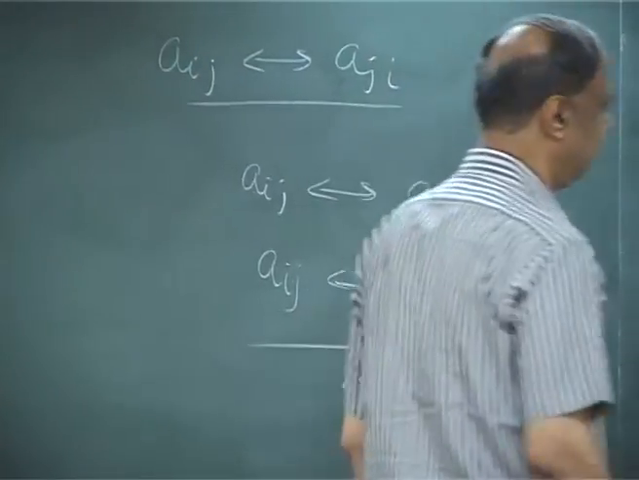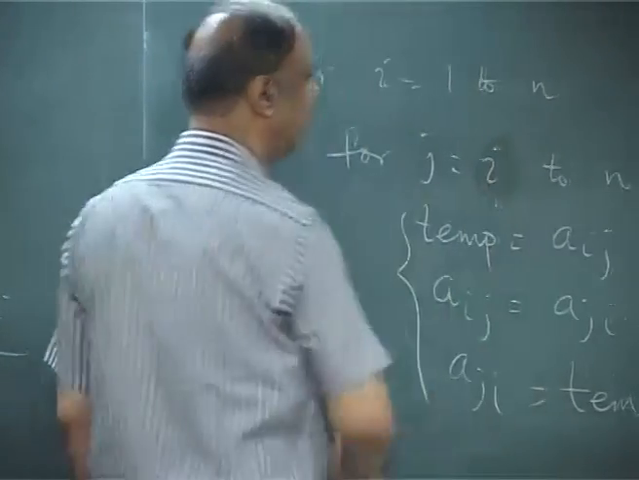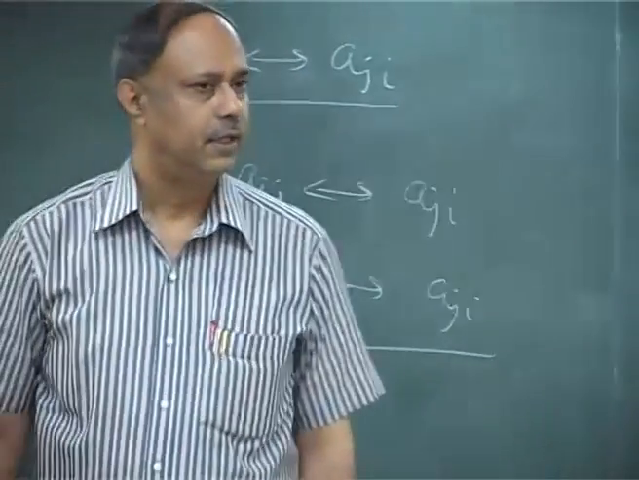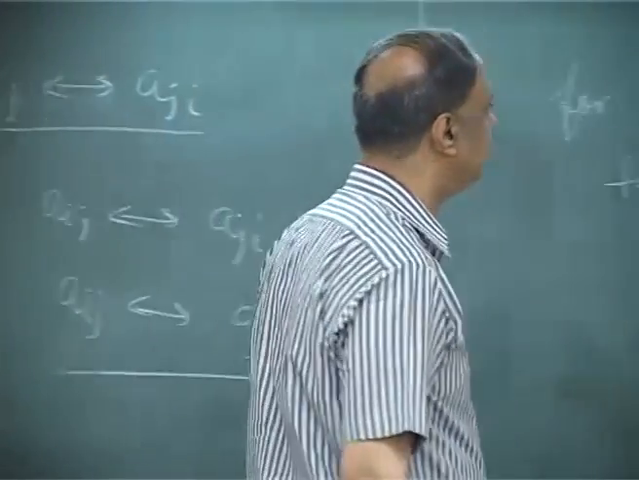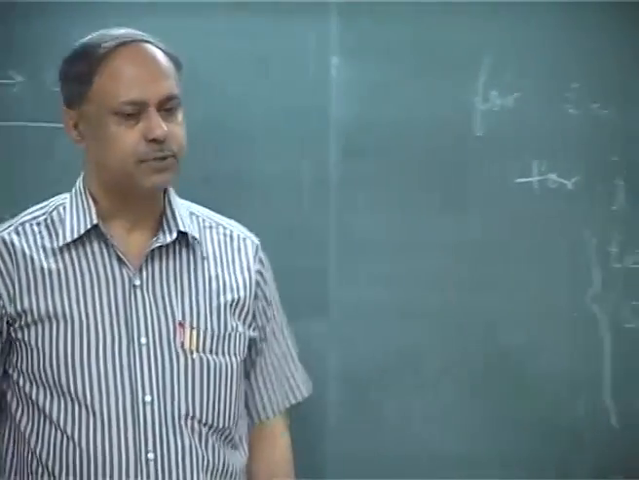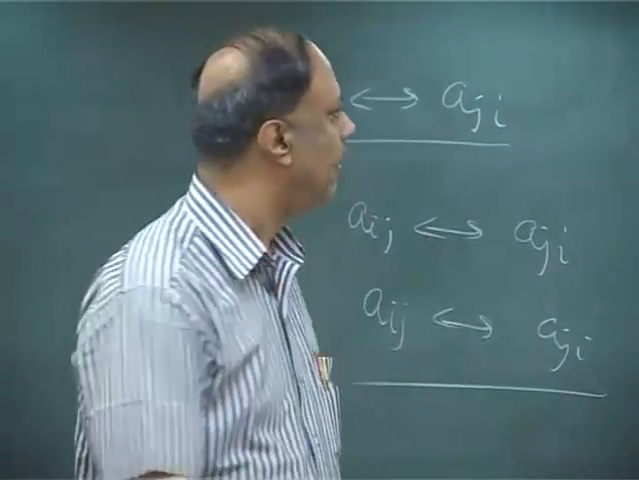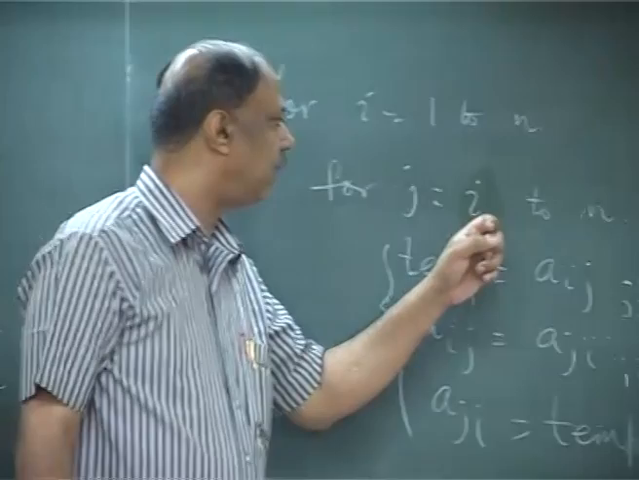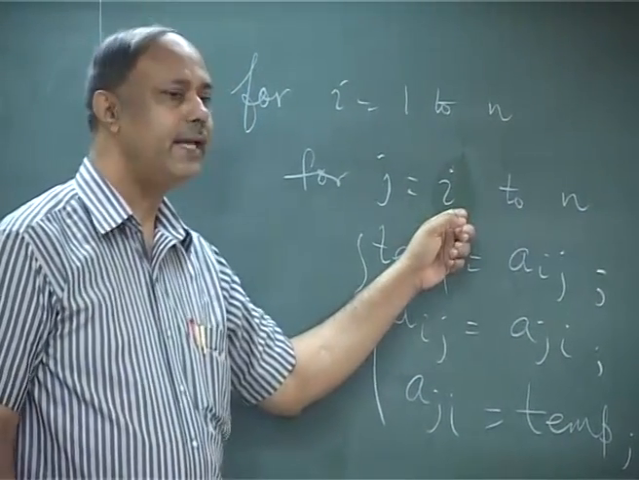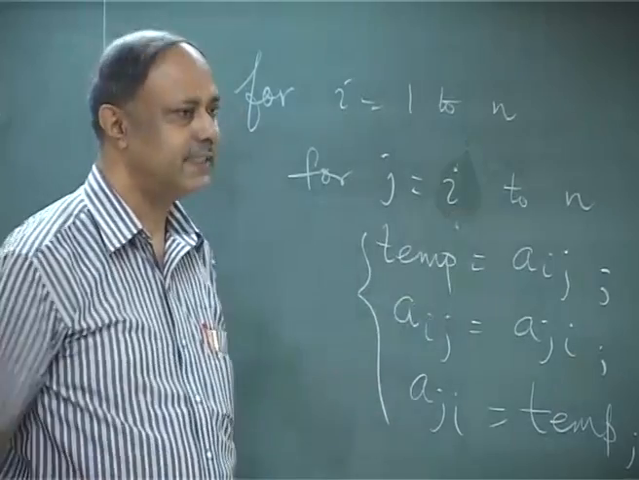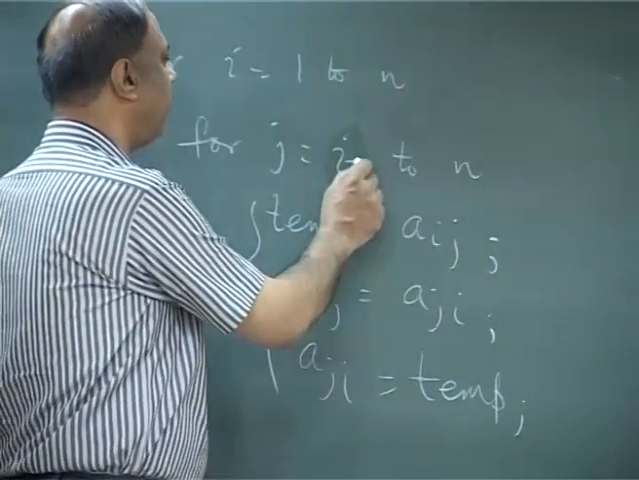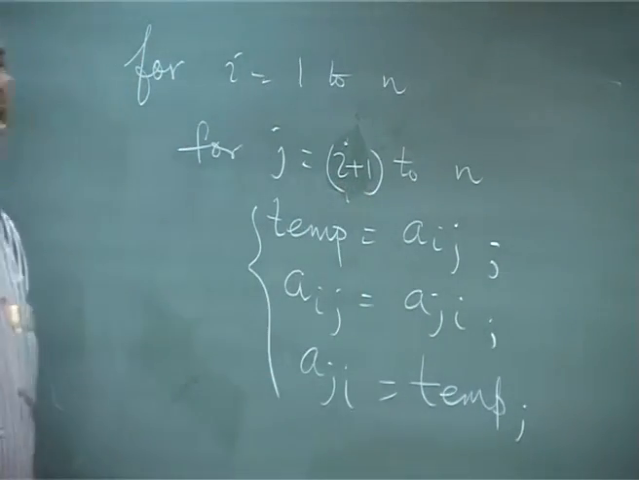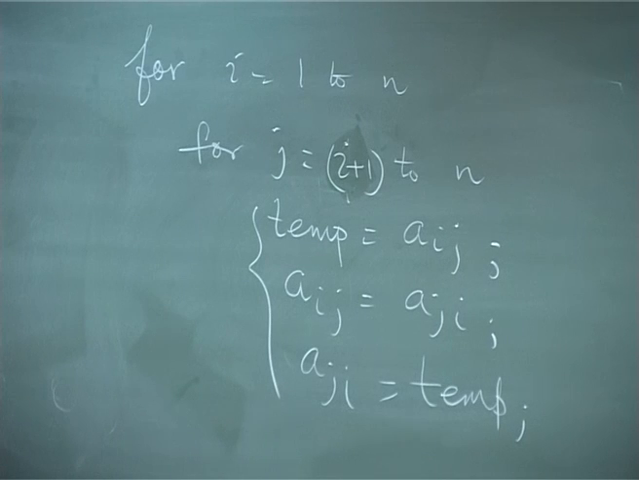So you get the original matrix. So what should I write here? One way is to write i to n. In that case, you will get 1 time interchange, and you get the transpose of the matrix. Yes, there is one problem here. If I write i to n, the diagonal element will be interchanged again and again. But there is no need of interchanging the diagonal elements of the matrix. So one can write i plus 1 to n.